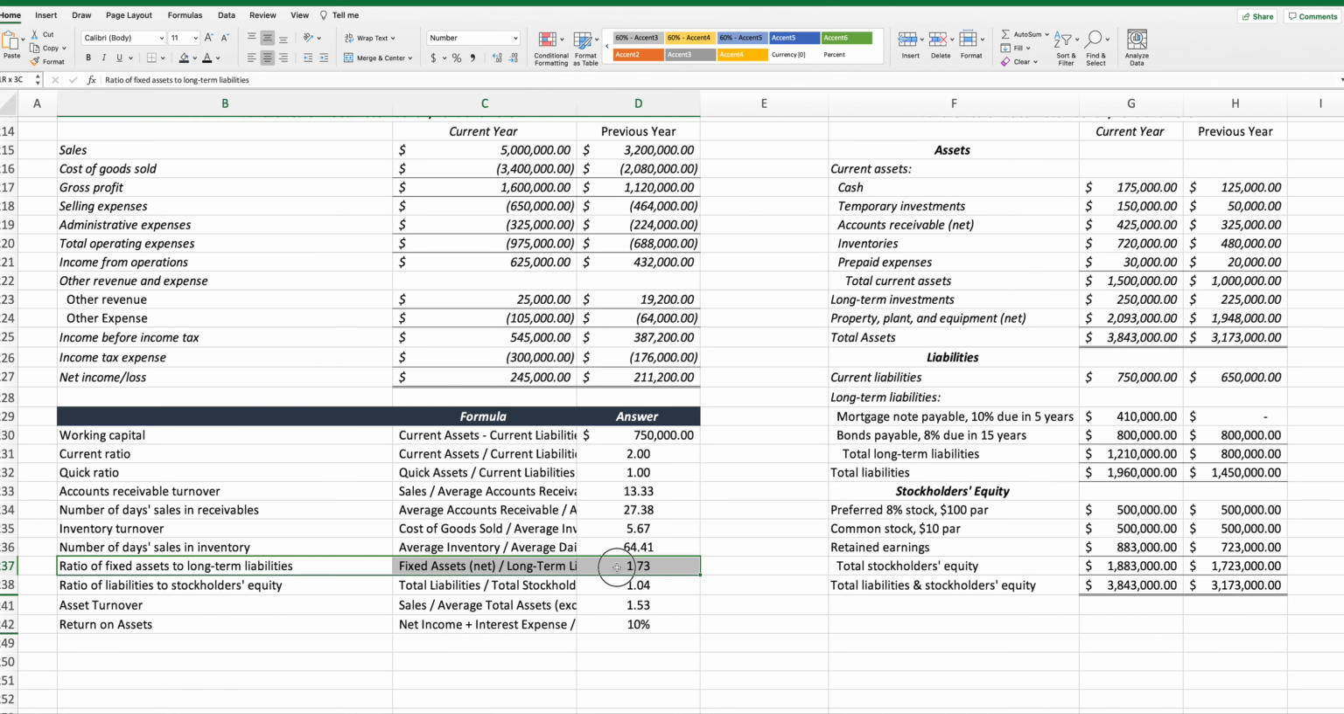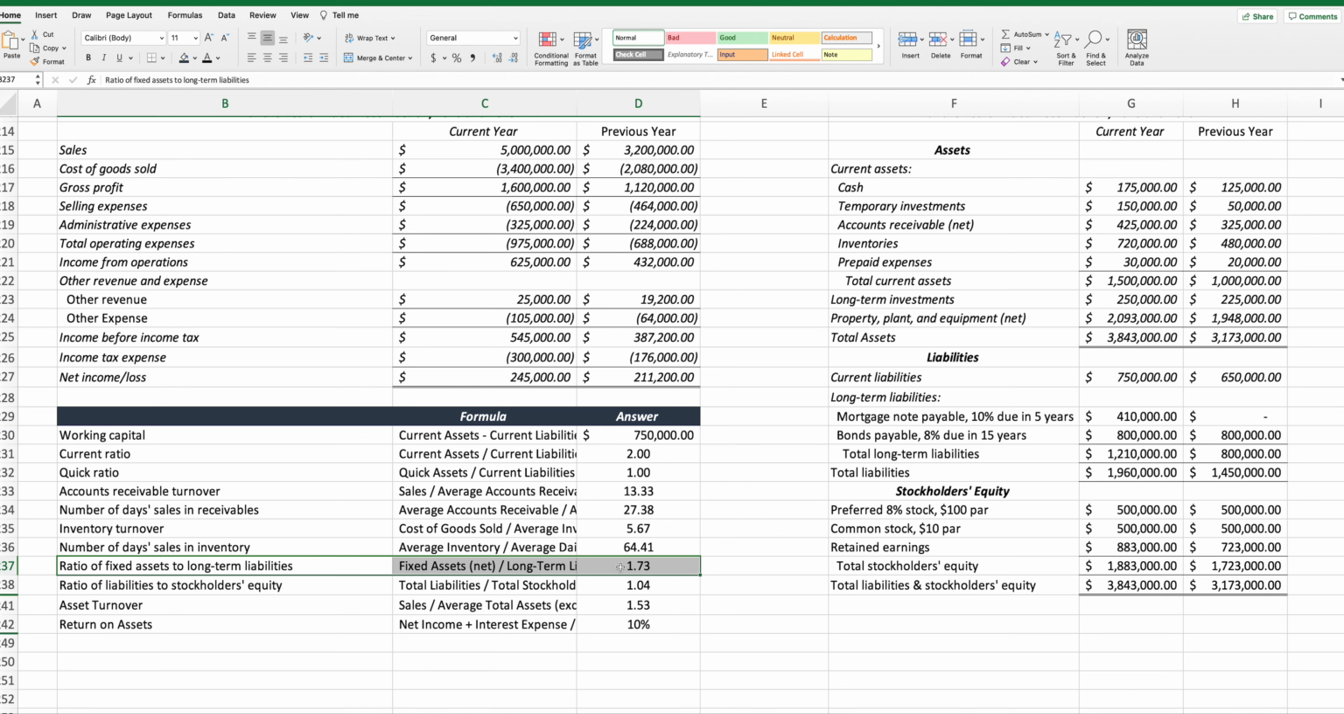You have to look at it from the perspective of what is the environment, what is the economy, where does this company fit in the industry, even what industry it's in. Okay, ratio of liabilities to stockholders' equity. So we have our total liabilities here, and we've divided it by our total stockholders' equity. Again, that's kind of straightforward, right?